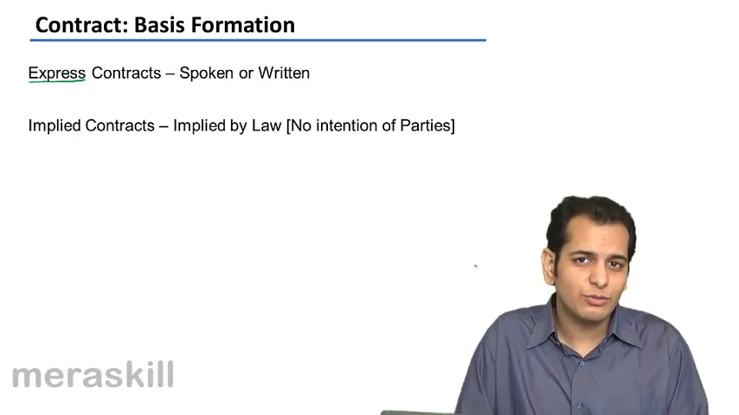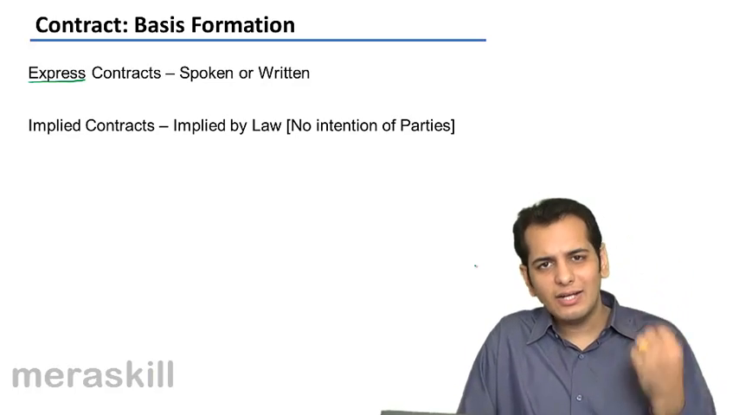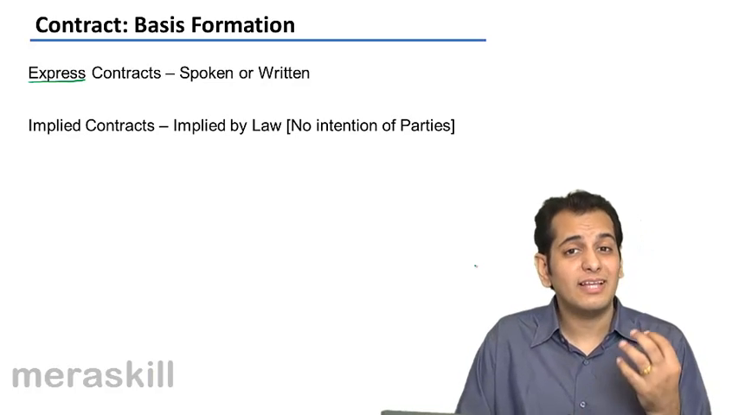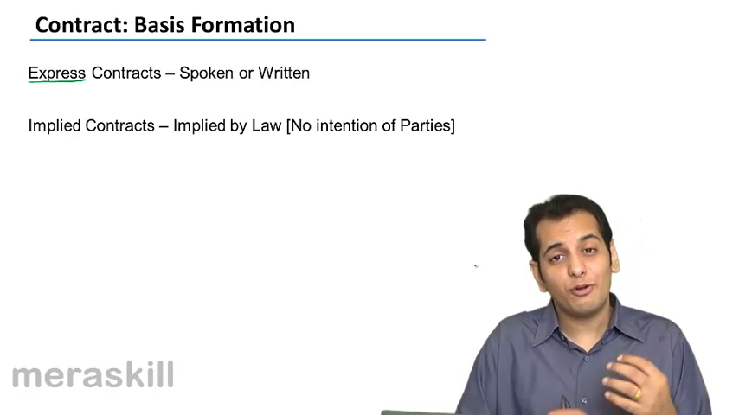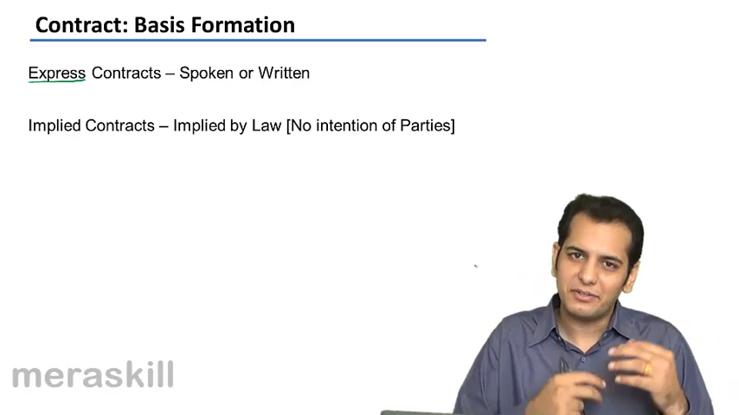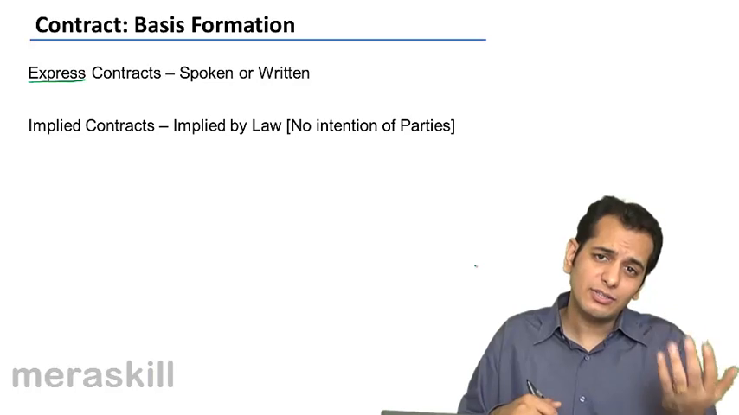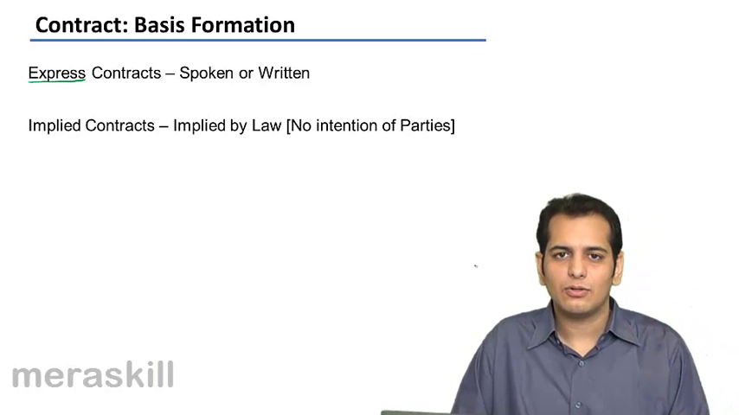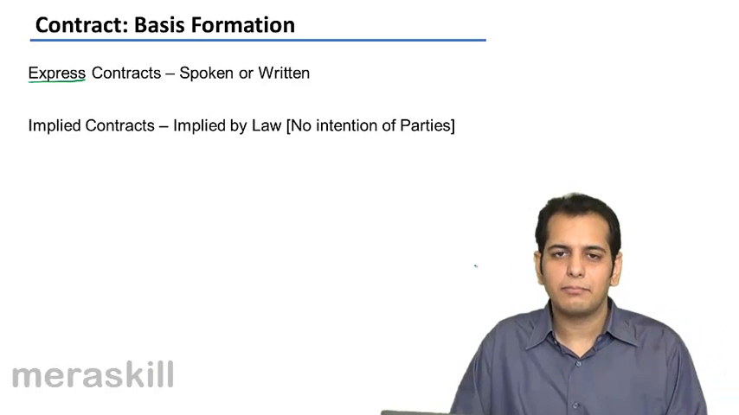What was it understood from? It was understood from the behavior, from the action of the parties, from the conduct of the parties. And contracts which are understood or implied from the behavior of the parties are called implied contracts.